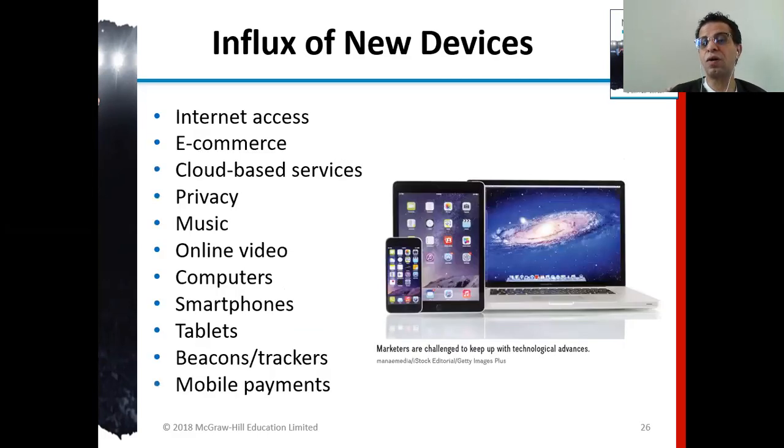So there is the influx of new devices, there is internet access, there is e-commerce, which is a wonderful thing. We'll talk about how we can generate business from e-commerce. Cloud-based services, privacy, music you can download, online videos, computers, smartphones, tablets, trackers, and mobile payment. All these things have affected our way of living. So marketers are challenged to keep up with the technology advancement.